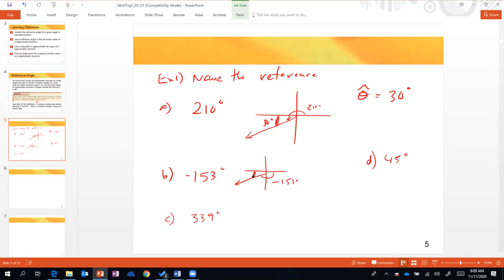Again? 27? Perfect. And what are we doing to do that? I think we're going like this. Is that right? 180 minus 153. That's 27. Okay. So 27 degrees.